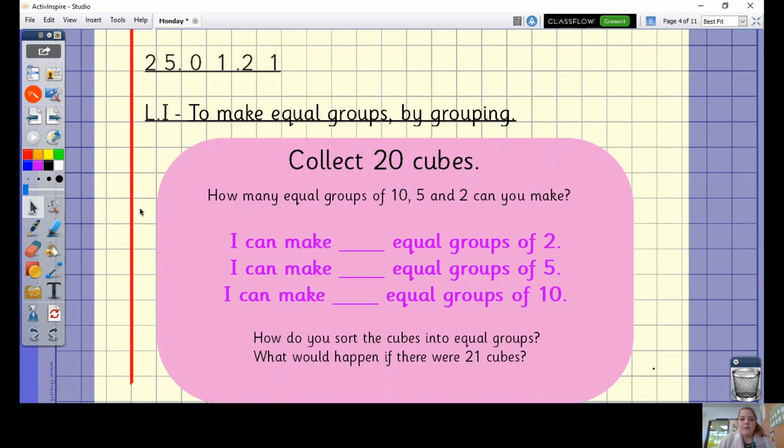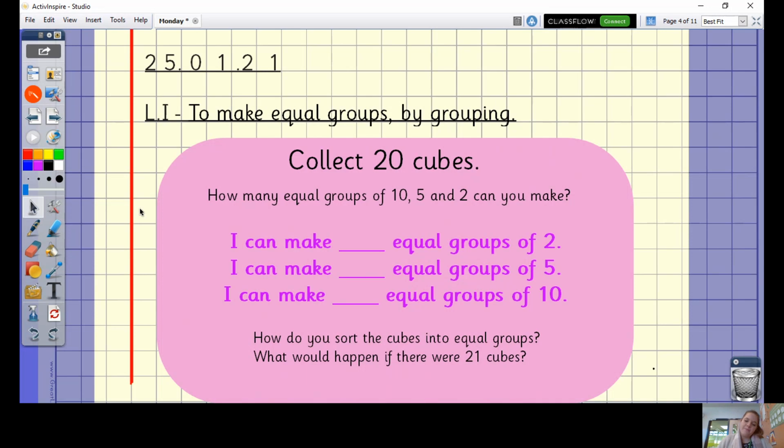Okay, let's have a go at another question then. This time, a little bit like we did last week with our sharing, I want you to collect 20 cubes. Now, if you don't have cubes at home, you can use another object you have at home. Try and collect 20 of it. Once you've collected 20 of them, I want you to see how many equal groups of 10 you can make, first of all, how many groups of 5 you can make, and then how many groups of 2 you can make. So start off by putting them in groups of 10 and counting how many groups you have.